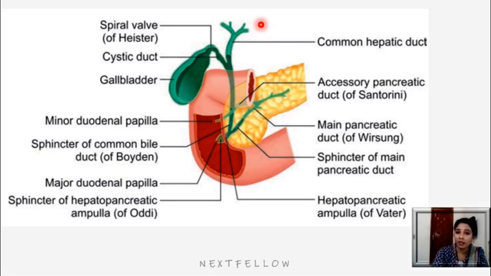the duodenum. When the sphincter contracts, the bile cannot enter the duodenum, and it backs up and flows into the gallbladder, where it is concentrated and stored. The minor duodenal papilla is the another opening, where the accessory pancreatic duct opens. The main pancreatic duct joins with the common bile duct to form the major duodenal papilla. This is the minor duodenal papilla, where the accessory pancreatic duct opens.